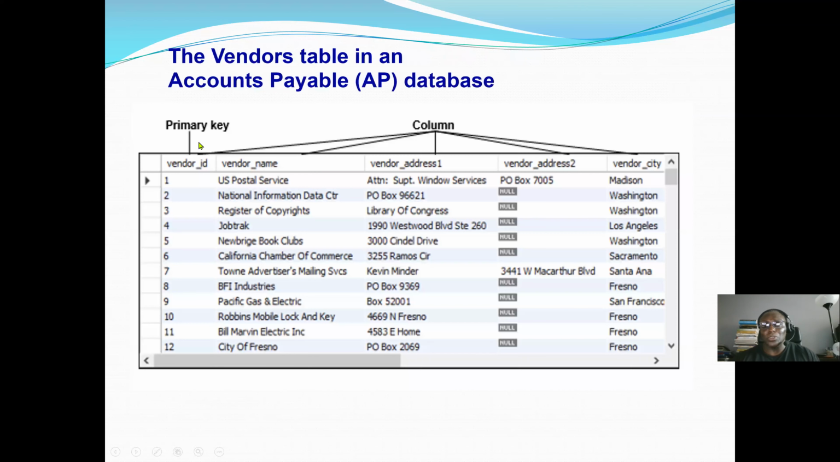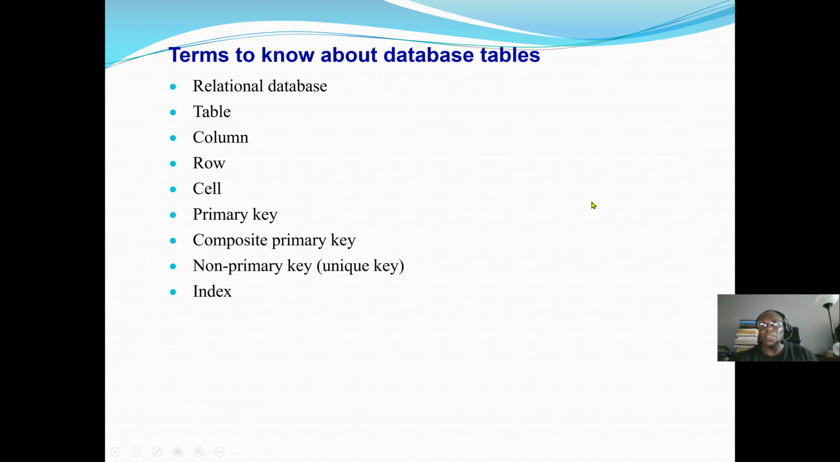So we'll go back to our previous example. Here we can say we have a cell where the intersection of the first row and the second column is a cell, which is the name US Postal Service. Again, the column name, also called the field name, is vendor name, and the value is US Postal Service. The vendor ID is 1. So all the information in the first row is called a record or a row, which will represent one entity, for example, one student or one inventory product, etc.